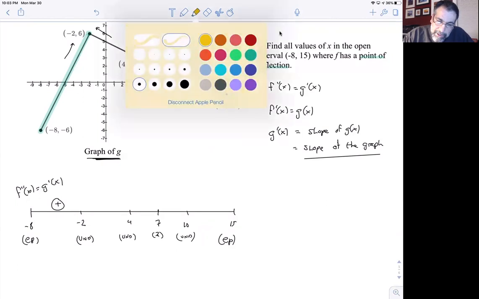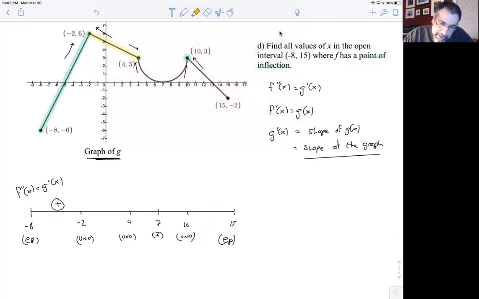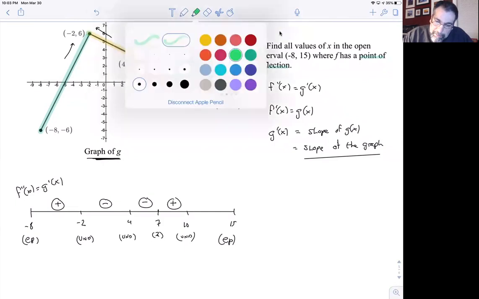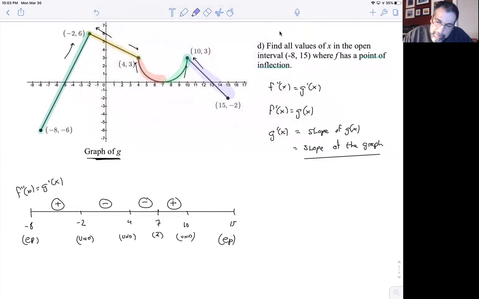Now, if we take a look at the next region and we ask, is the slope of our graph positive or negative in this region? We can see that our function is decreasing, so the slope of g is negative. In the next region, we're talking about the slope from here to here, from 4 to 7. And again, in that region, the graph is decreasing, so g is decreasing, which means the slope of g is negative. In our next region, we're going from here to here, and in that case, the slope of g is positive. And in the last region, we're going from here to the end, and we can see that the slope of g is negative.